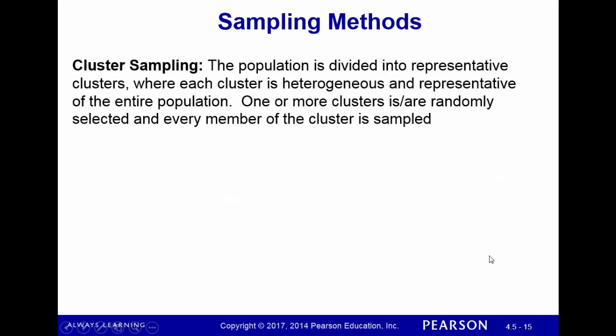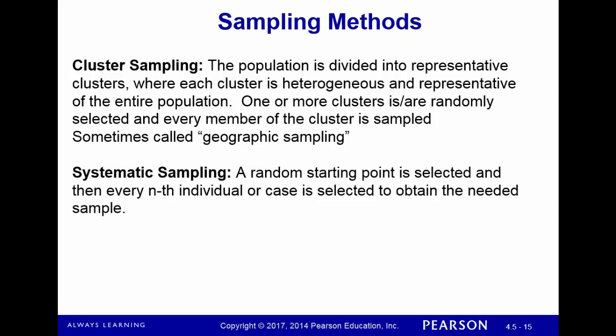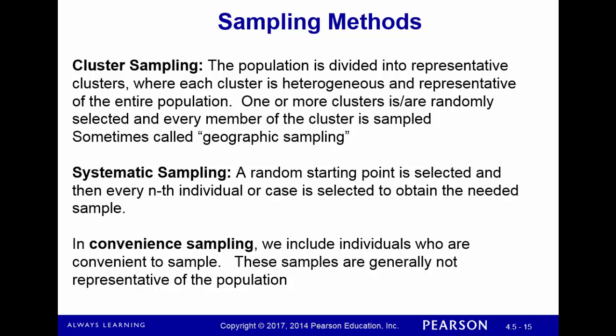Cluster sampling, the population is divided into representative clusters where each cluster is heterogeneous and representative of the whole population. Then one or more clusters is or are randomly selected and every member of the cluster is sampled. This is sometimes called geographic sampling. Systematic sampling, a random starting point is selected and then every nth case or individual is selected to obtain the needed sample. In convenience sampling, this is not going to give us a representative sample. We include individuals who are easy to get. They're generally not representative of the population.